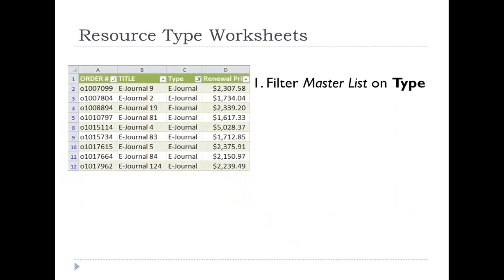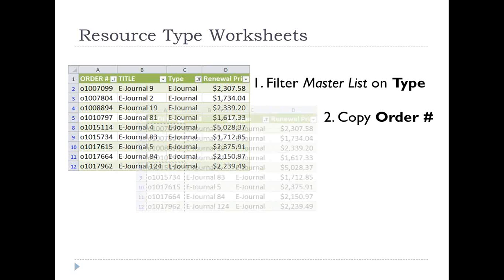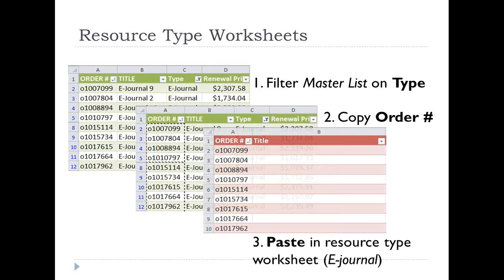The resource type worksheets were easy to generate from there because all we did was we filtered the master list on type, we copied the order numbers, and then we pasted them in the resource type worksheet, in this case for e-journals.